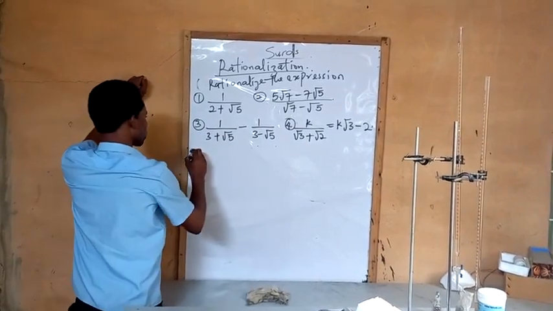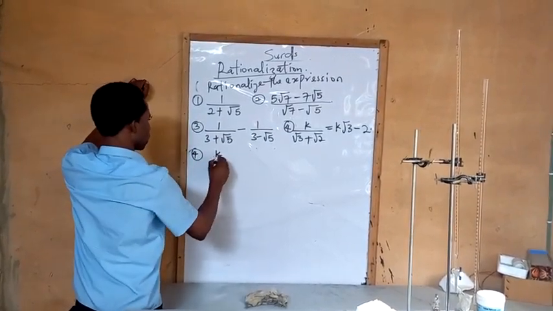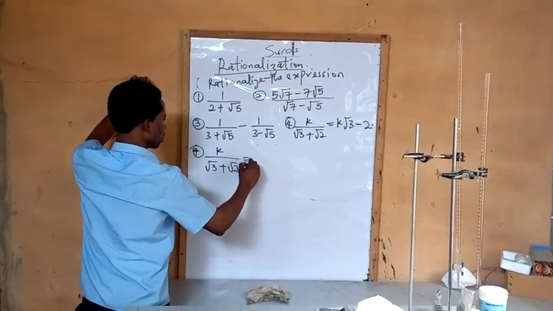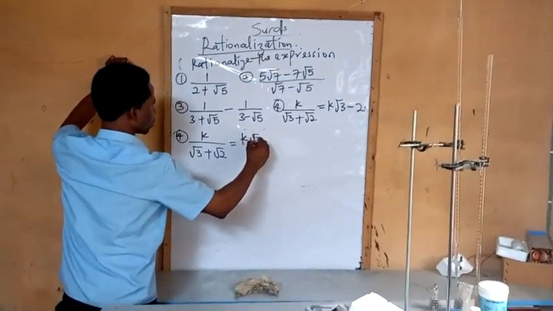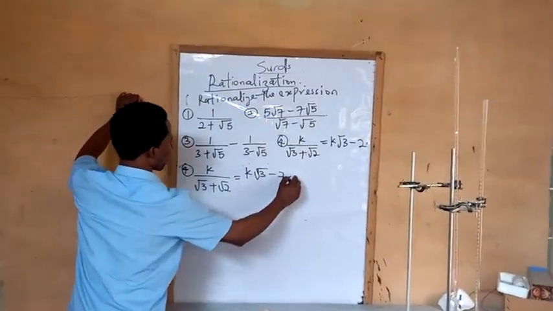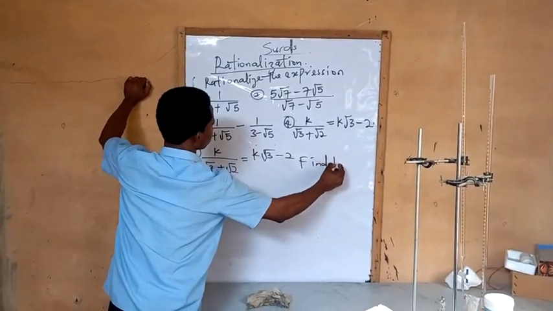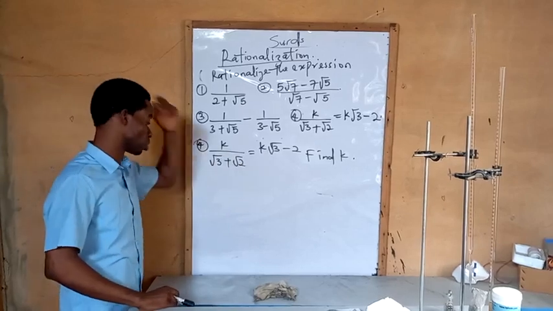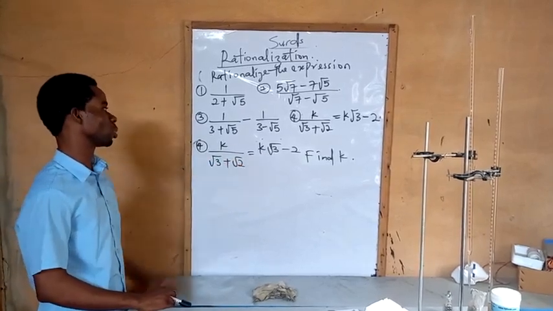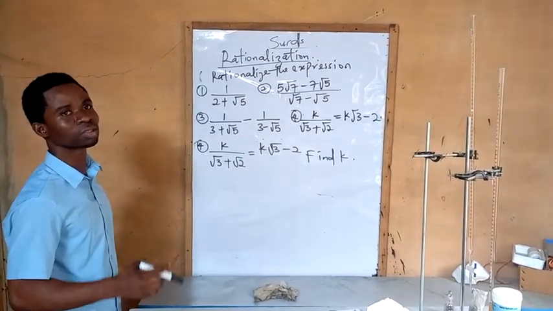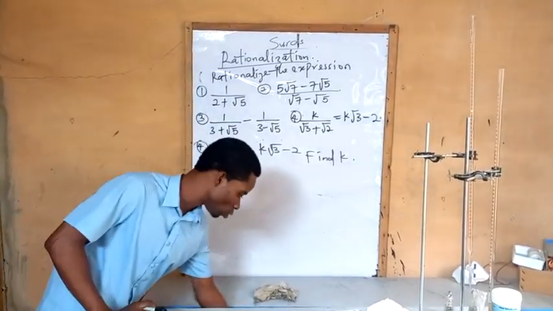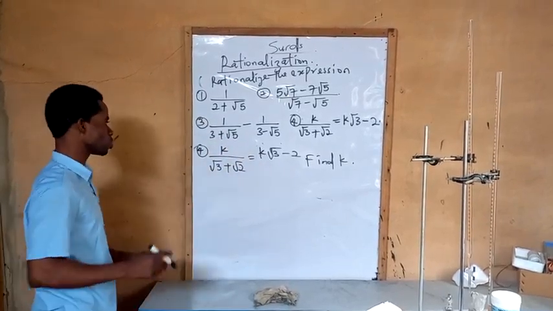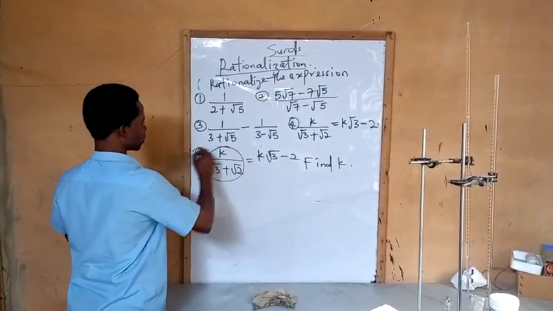Now rationalizations. Number 4 says k all over root 3 plus root 2 equals to k root 3 minus 2. This way we will find k. This kind of rationalization leads to equations, because there is an equals to, there is an equation. And I told you that the purpose of an equation is to find unknown letters. So the way I'll do it, I'll just rationalize this straight.